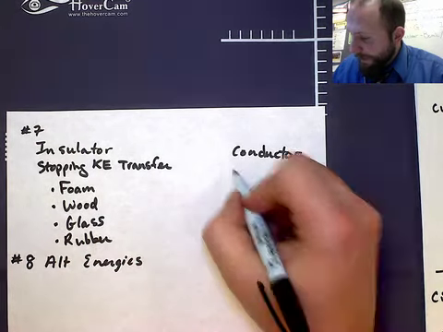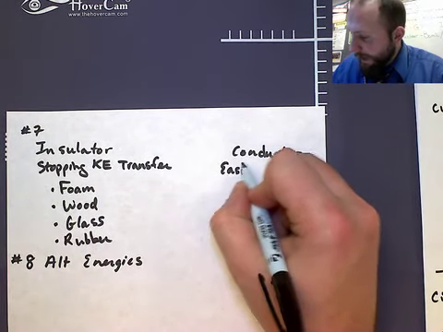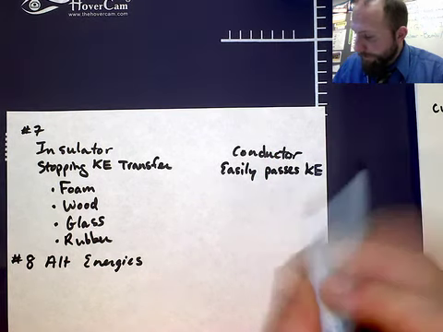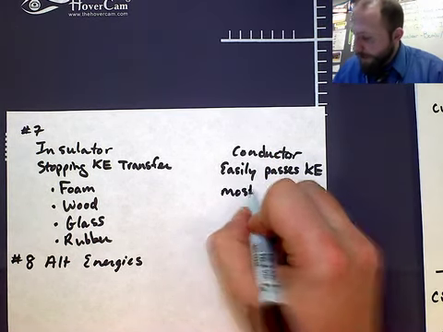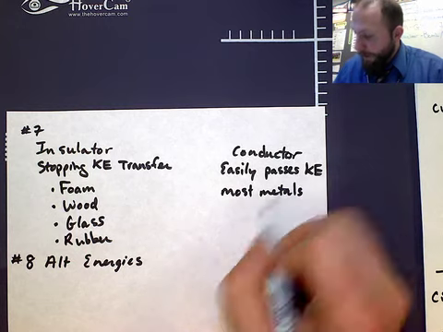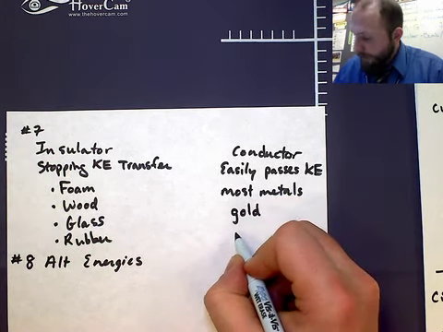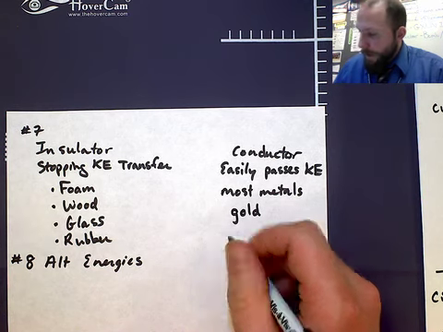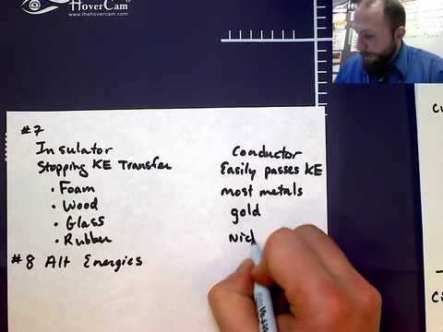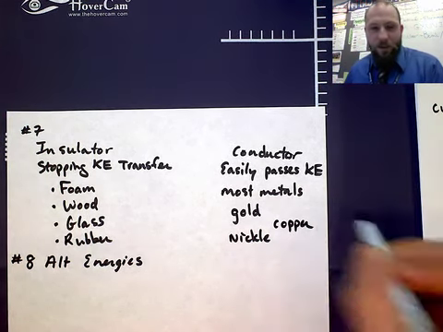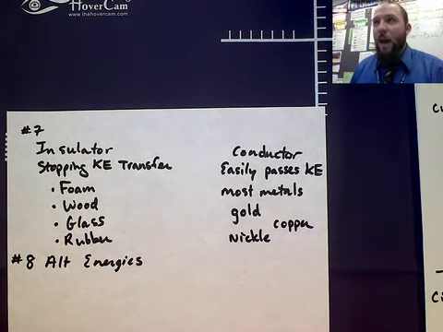Conductors easily pass KE, and this is indeed most metals, the best being gold, and one of the weaker versions, one that doesn't move as well, is nickel. But most of the time people use copper, especially in electrical wires. Alright, so those are conductors.